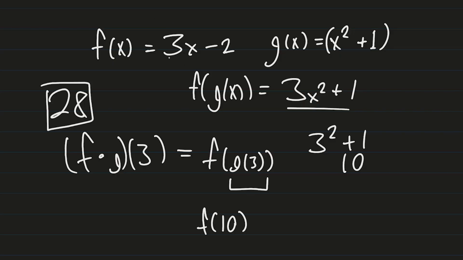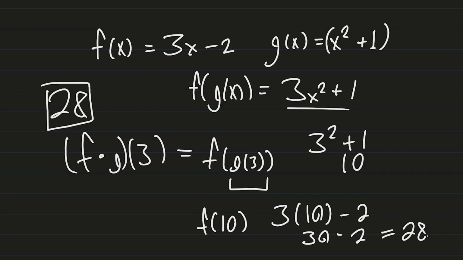We have f of x up here. Let's plug in 10 for x. We have 3 times 10 minus 2, which equals 30 minus 2, or 28. The same final answer we got up here. Sometimes it's much easier just to plug in x here instead of making the composite function, but I'd recommend you know how to do both.